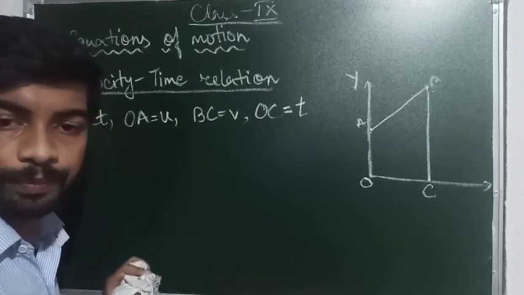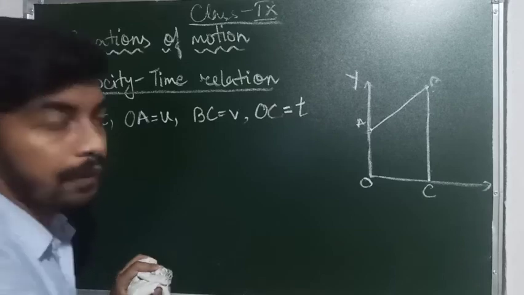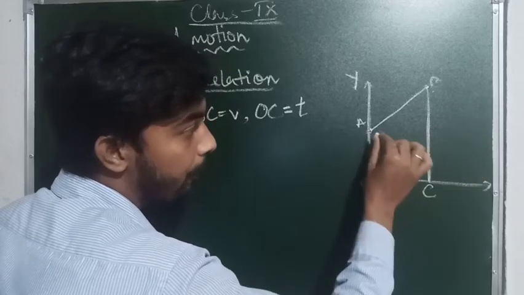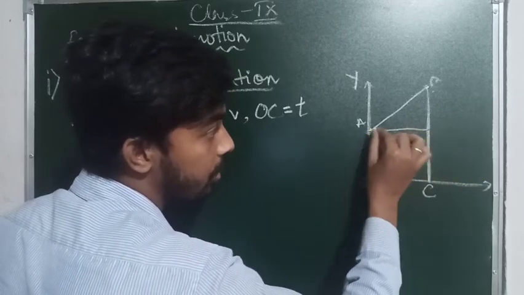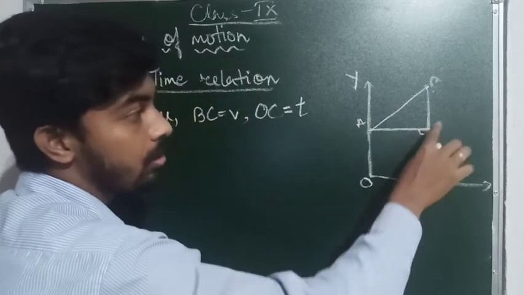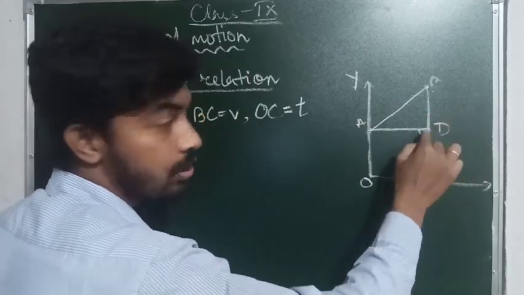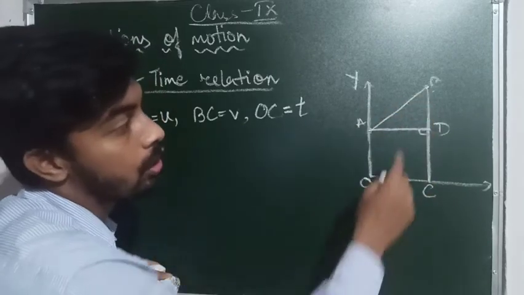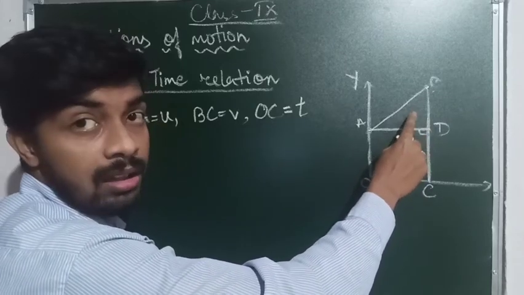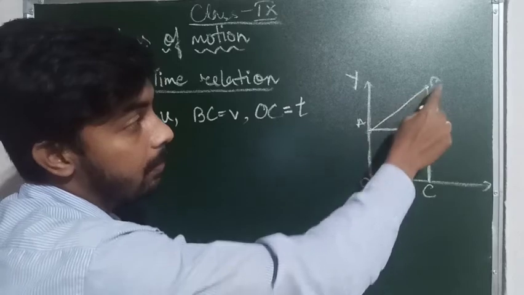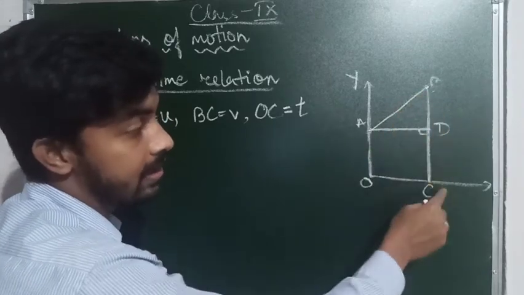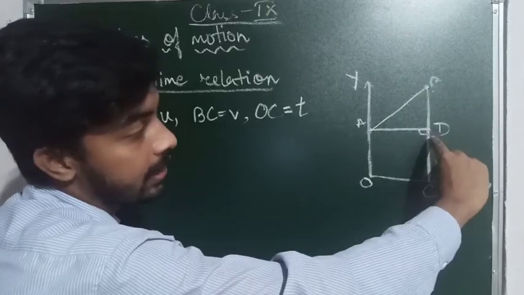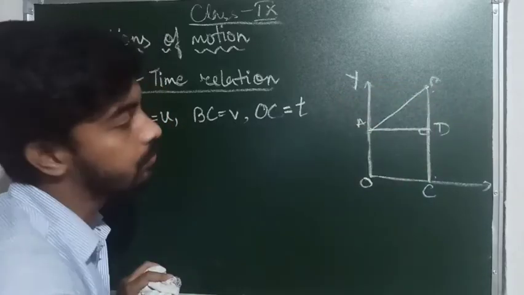And we can do one more thing. If I put a perpendicular on BC from A, that means I am dividing this part using a perpendicular. So I can name this point as D. So if you see here, this trapezium has been divided into two parts: one is the triangle and one is the rectangle. ABD is the triangle, OADC is the rectangle, and BC has been divided into two parts, DC and DB.